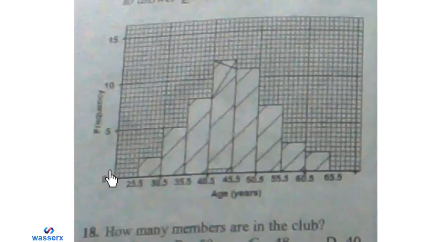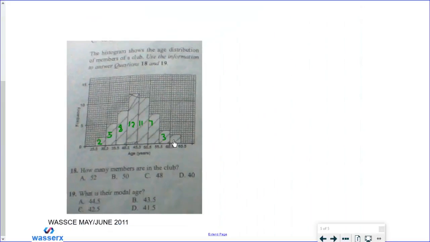So for the first one, we have 0 up to 5, meaning that each of these boxes is 0.5. So to determine this frequency, we count these bars, and this is up to 4. So times 0.5 will give us 2. So the next one is 5, and the next is 8. We have 12, 11, then we have 7, we have 3, then we have 2.